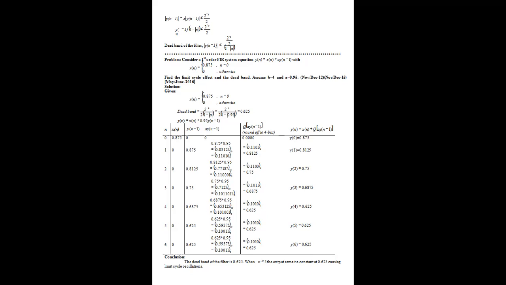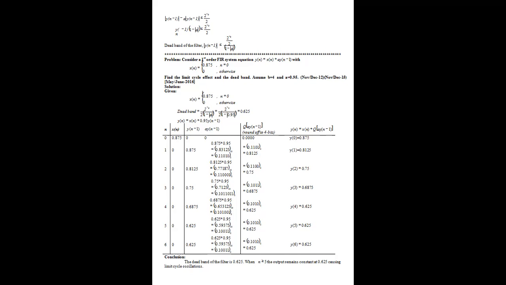Let me calculate a problem by using the deadband formula. Consider the first order filter equation y of n equals x of n plus a of y of n minus 1, with x of n equal to 0.875 for n equal to 0, and 0 otherwise. Find the limit cycle effect on the deadband. Assume b equals 4 and a equals 0.95.